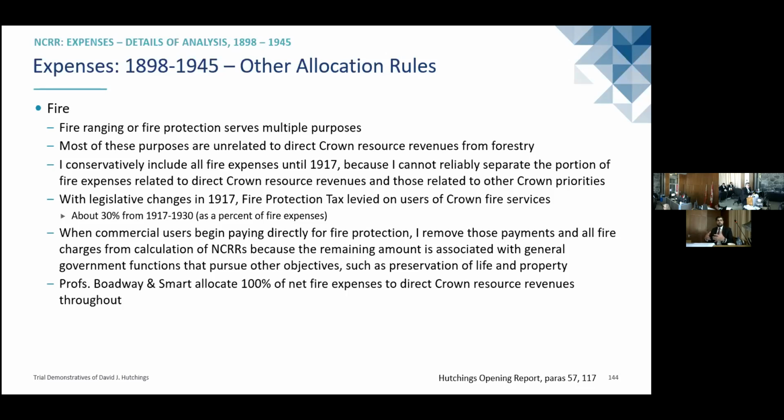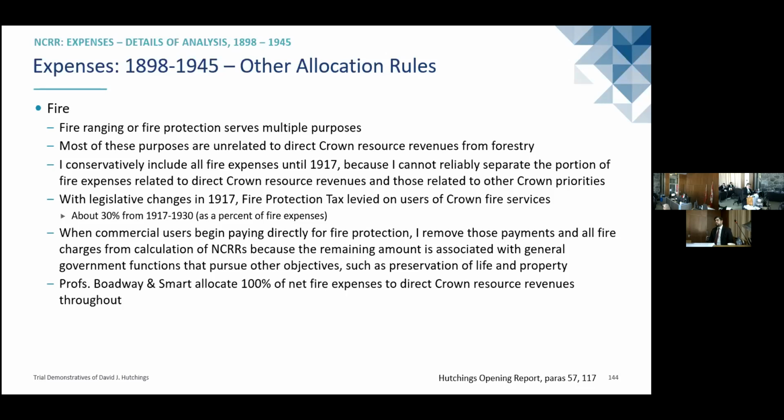The Crown moved to some kind of quasi-cost recovery idea. Looking from 1917 to 1930, through this levy, they recover about 30% of the amount spent on fire management. That's something I calculate for the rents analysis, to which I'll return just to give a flavor.